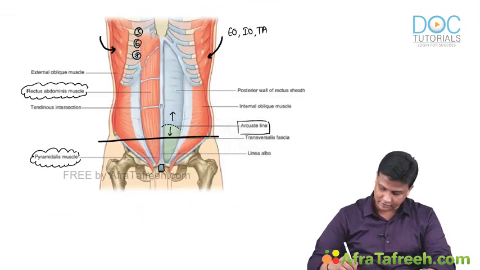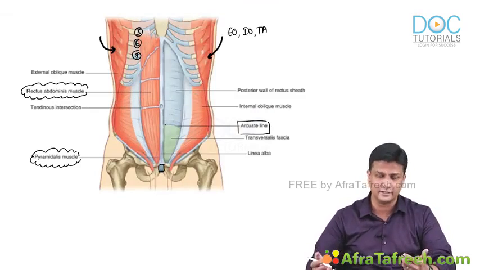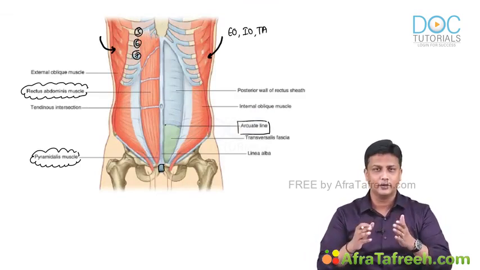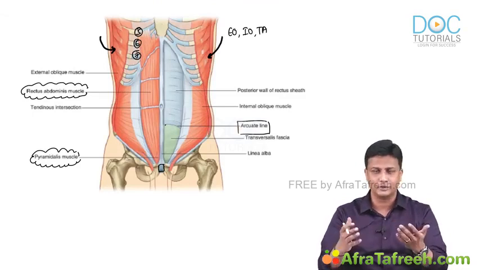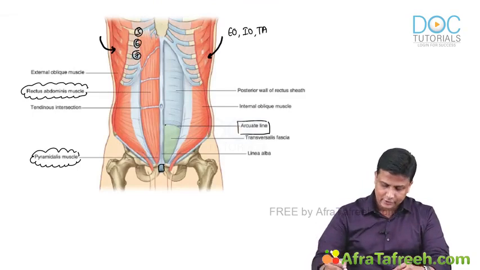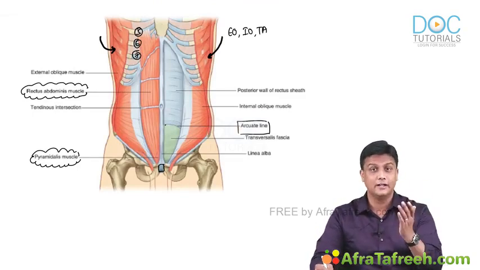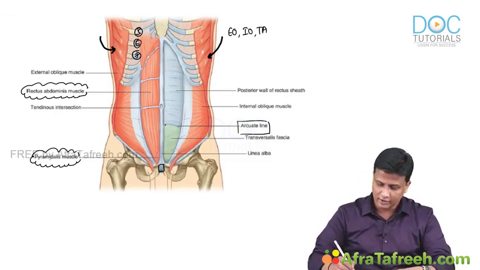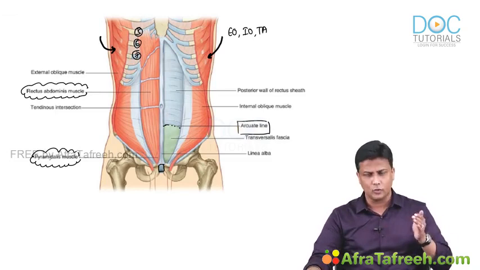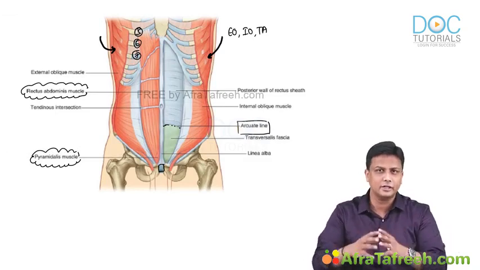why is this arcuate line formed there? What is this arcuate line basically? Above the arcuate line, I told you, internal oblique aponeurosis divides into two laminae, anterior and posterior. Then you have external oblique going in the front, transversus abdominis going behind. Whatever aponeurosis is going behind posteriorly, which is going to form the posterior wall, the lower boundary of that is nothing but the arcuate line.